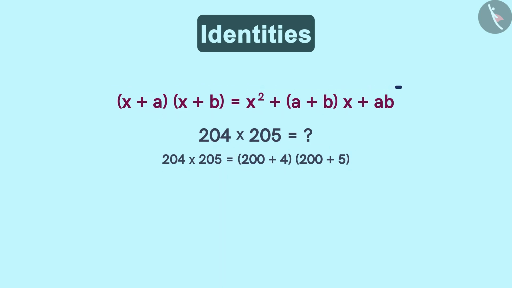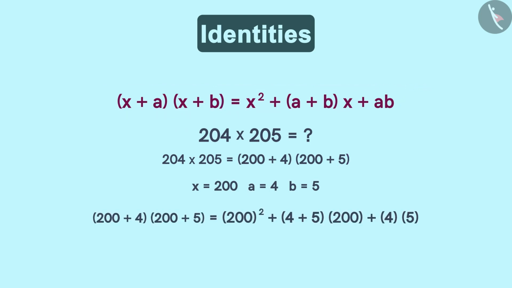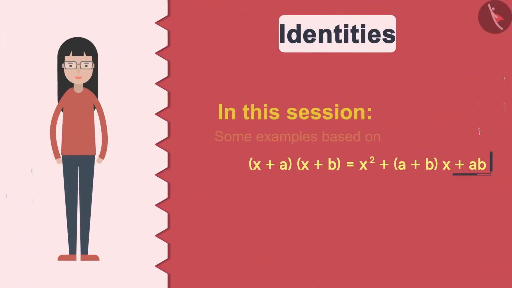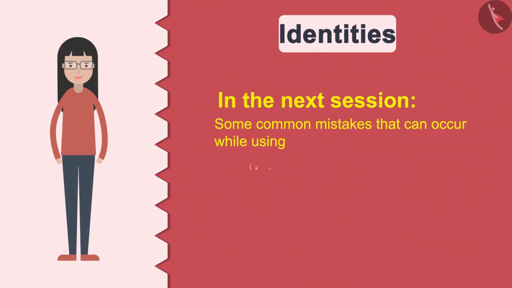Now, we can solve the right-hand side using this identity. Here, x is 200, a is 4 and b is 5. Substituting these values in the identity, we will get this. On further simplification, we get this as the final answer. In this session, we have seen some examples based on this identity. In the next session, we will see some common mistakes that can occur while using this identity.